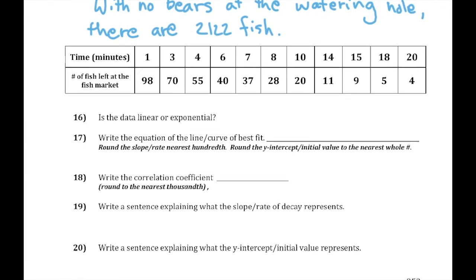Okay, our last situation. We got time in minutes and the number of fish left at the fish market. So first we have to decide if this data is linear or exponential. And so looking at this, we look at the change in x and the change in y. So our change in x, it looks like we got a change of 2, a change of 1, a change of 2, a change of 1, a change of 1, a change of 2, a change of 4, a change of 1, a change of 3, a change of 2. So pretty consistent here. So that's good.